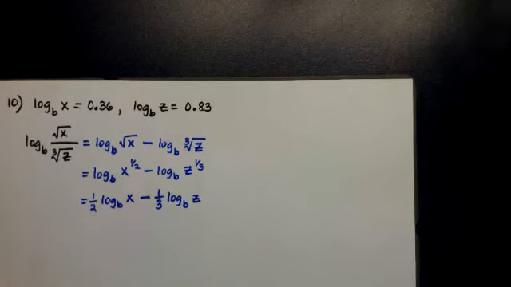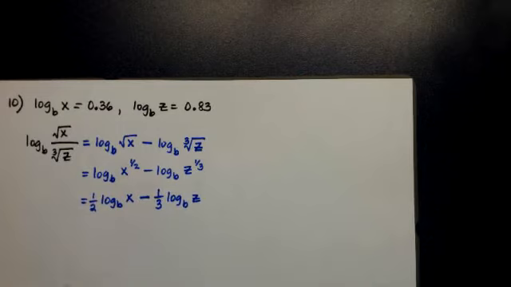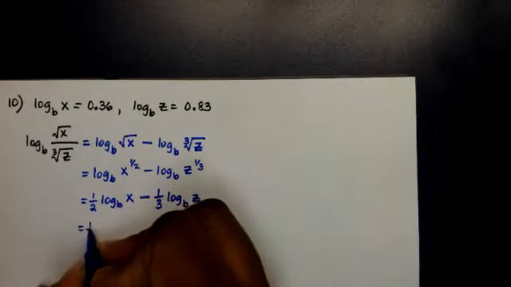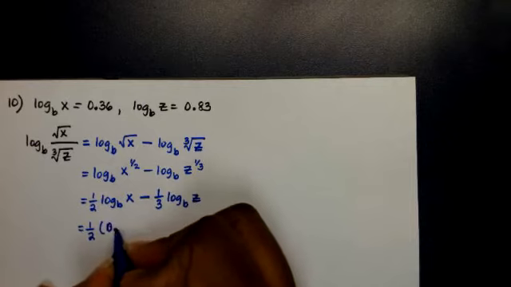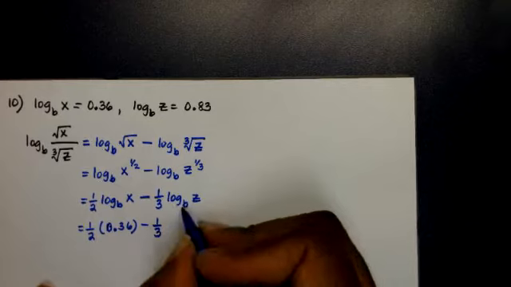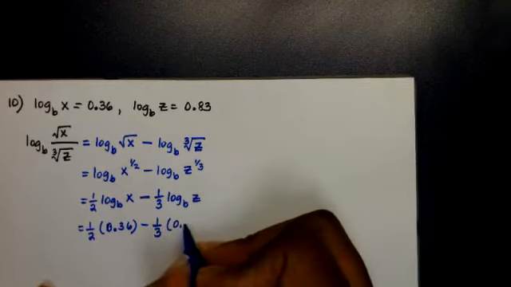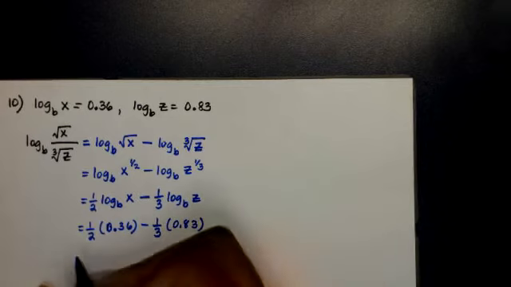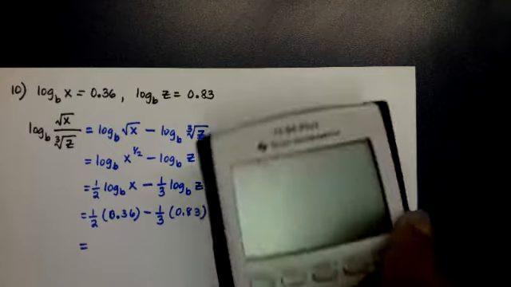Now I'll substitute log to the base b of x with this value of 0.36, which means I'll have 1/2 times 0.36, minus 1/3 times, replace log to the base b of z with 0.83. And then use the calculator.